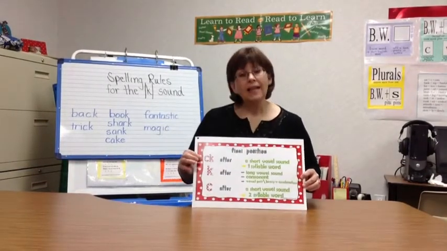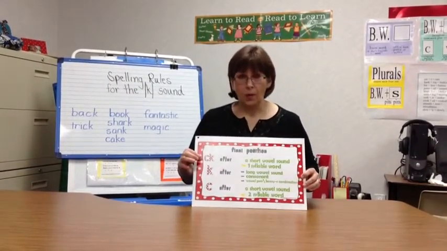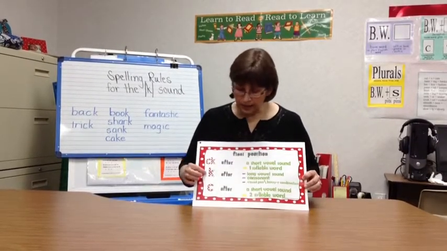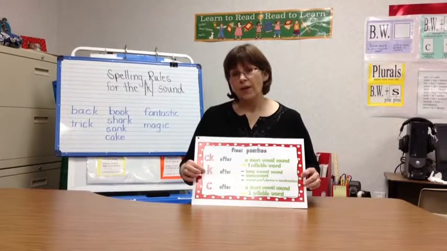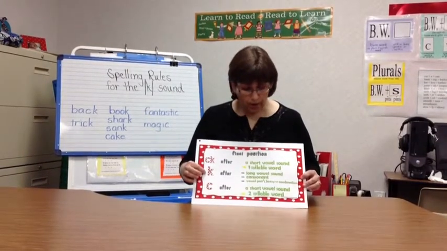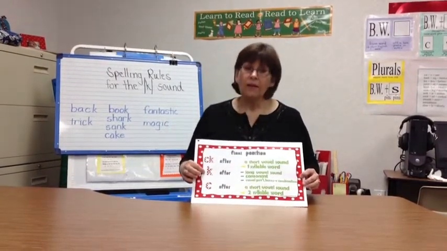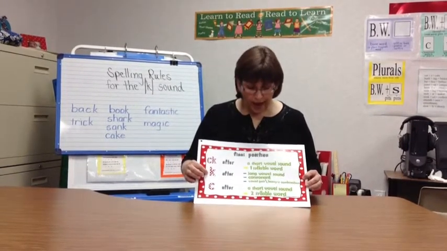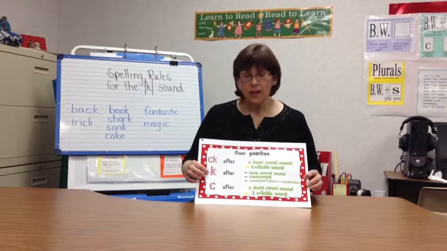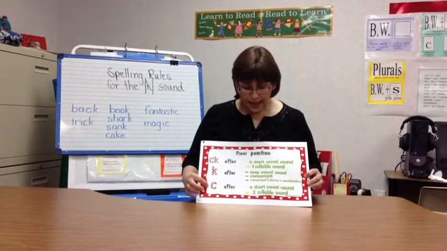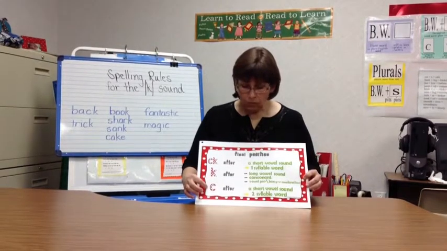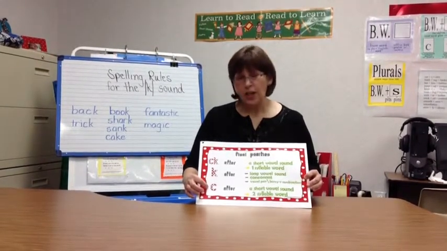So again, at the end of a one-syllable word with a short vowel sound, use the digraph CK. At the end of a one-syllable word with a long vowel sound, following a consonant, following a bossy R, or a vowel pair or team, you use a K. At the end of a two-syllable or more-syllable word with a short vowel sound, you're going to use C.